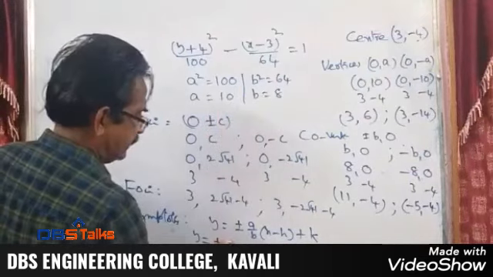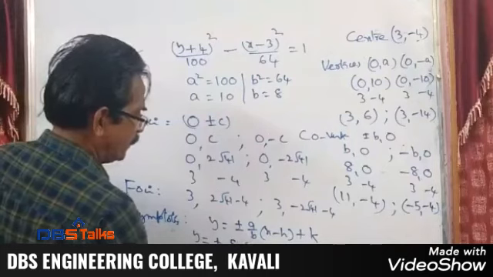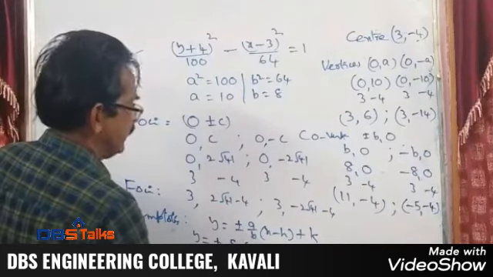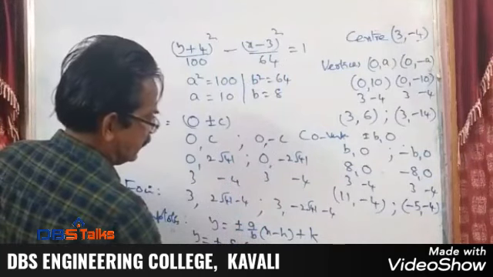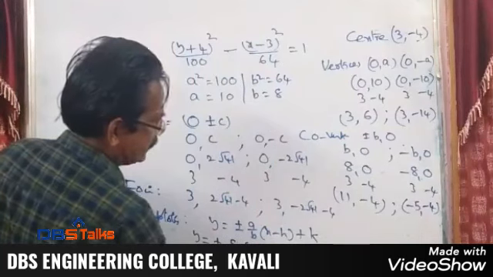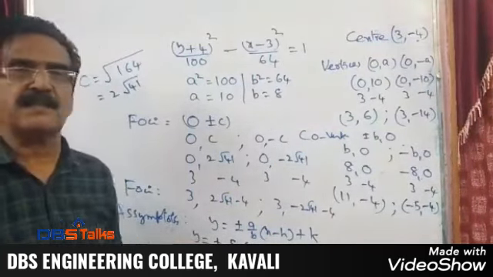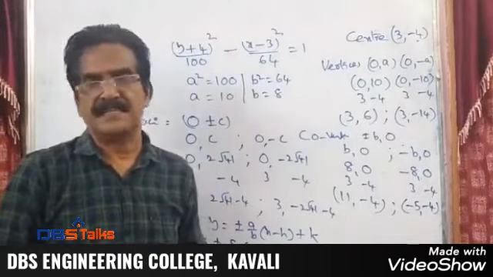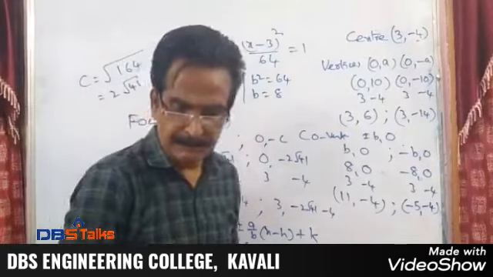Here a by b is 10 by 8, which means 5 by 4, into (x minus 3) plus k, where k is minus 4. These are the equations of asymptotes, friends. Okay, friends, now let us see the next problem.